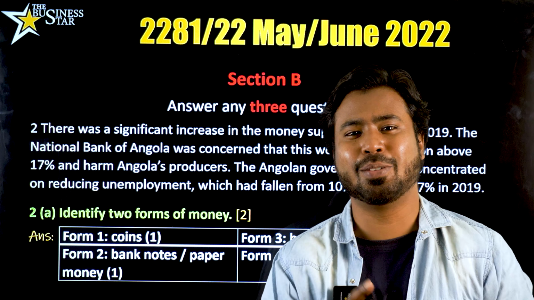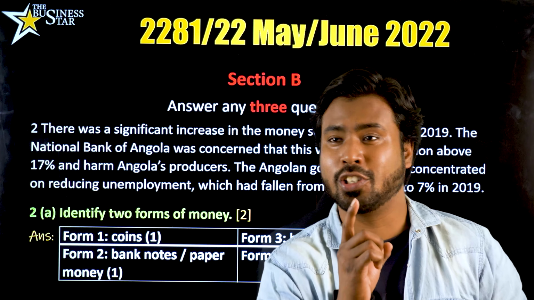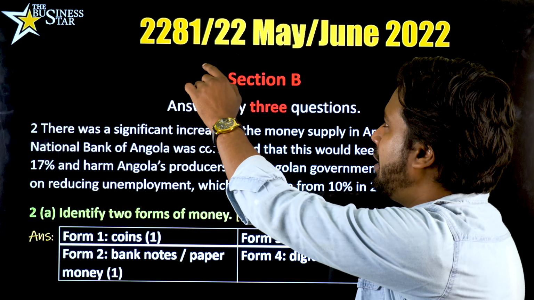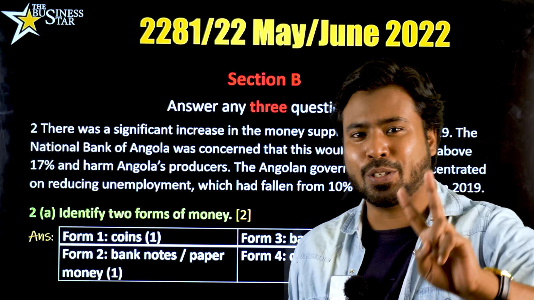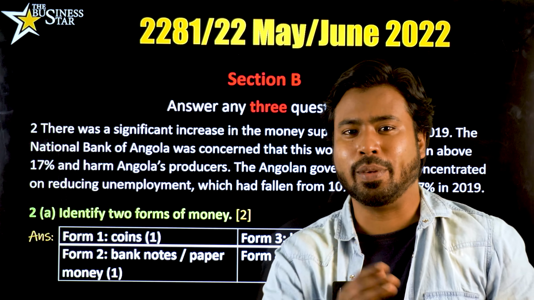Hello business stars, this is your business coach with a brand new video on the O-Levels question paper solving series on economics Cambridge. The code is 2281 variant 22, which means it's paper 2, May-June 2022. So today we are going to solve section B.